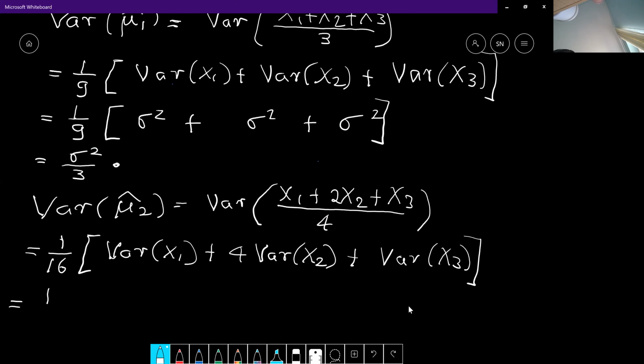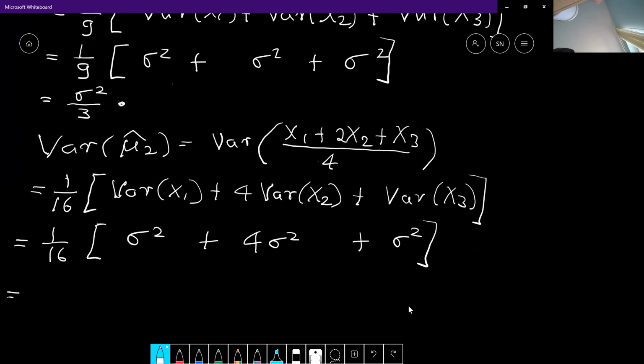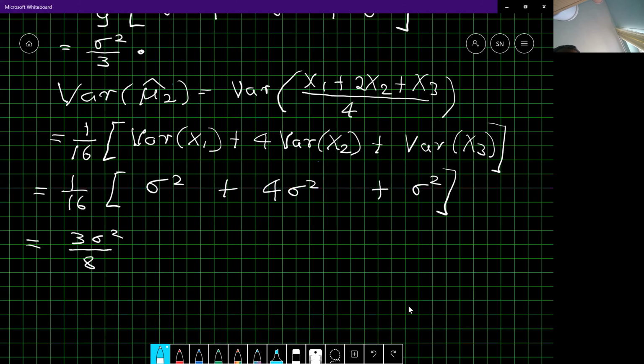So this is going to be sigma squared over 16 plus 4 sigma squared plus sigma squared. Okay, guys, so this will be 3 sigma squared divided by 8. All right, so the variance of the second estimator is 3 sigma squared by 8. Okay, so that's part 2. Now part 3.